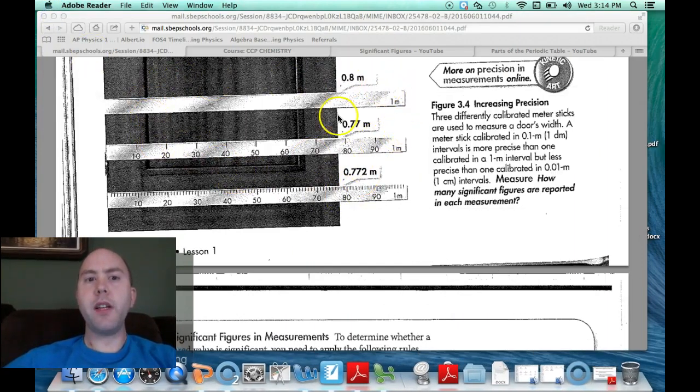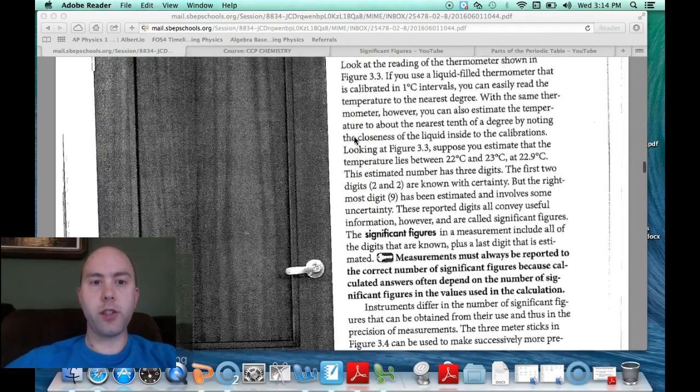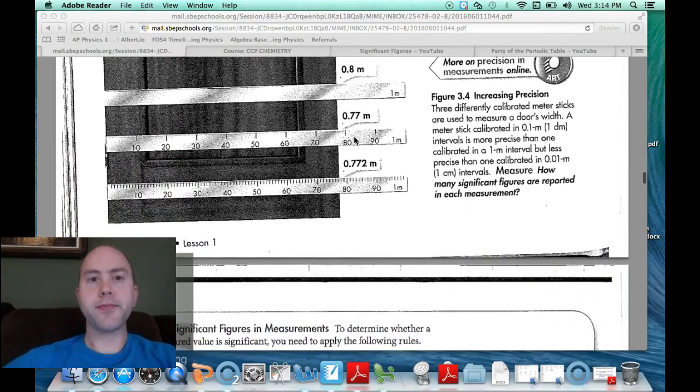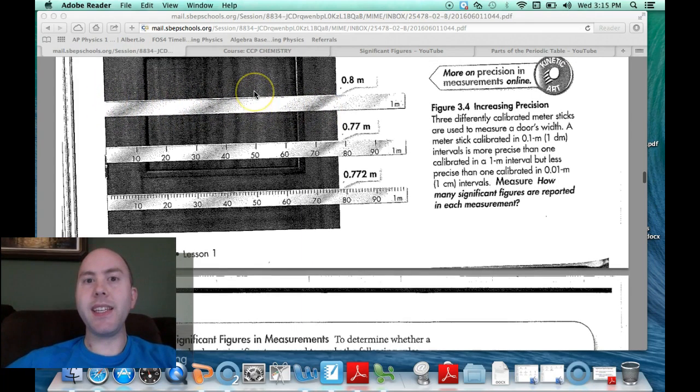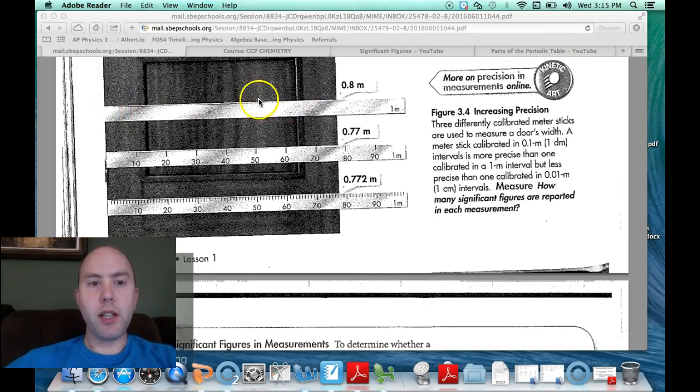So here we have some different measuring sticks. Specifically, they're meter sticks. So the first one goes from 0 to 1 meter, and that's the only amount of measurement it has. It starts at 0 and it ends at 1. And you're trying to measure this door. So this is a door, in case you can't see. Well, how big or how wide is this door? Well, you pretty much have to completely estimate the entire way. So clearly it's more than halfway through the meter stick, and it starts about right here.